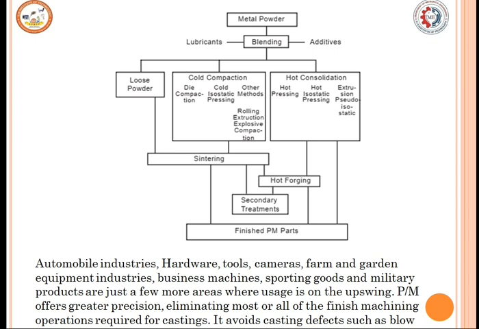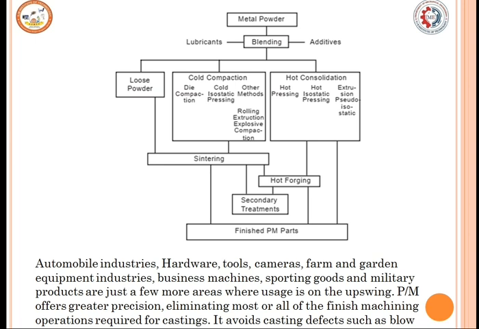How the process happens is shown in the flow diagram. Metal powder is blended by using lubricants and additives. So loose powder is obtained, and then you do cold compaction or hot consolidation. In cold compaction, die compaction, cold isostatic pressing, and other methods are used. If it is hot consolidation, hot pressing, hot isostatic pressing, extrusion, and pseudo isostatic processes are carried out.